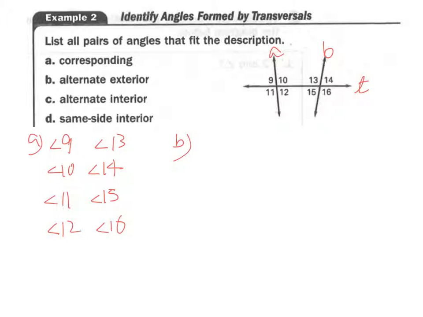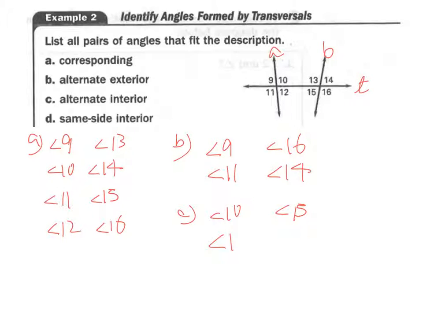For B, alternate exterior, let's see. I'm only looking at exterior angles, which is 9, 11, 14, and 16. If I look at 9, my alternating is number 16. If I look at 11, my alternating side is 14. Those are two pairs. And alternating interior, I have 4 angles, 10, 12, 13, 15. So 10 and 15 is a pair. They're alternating interior. And 12 and 13 are also alternating interior.